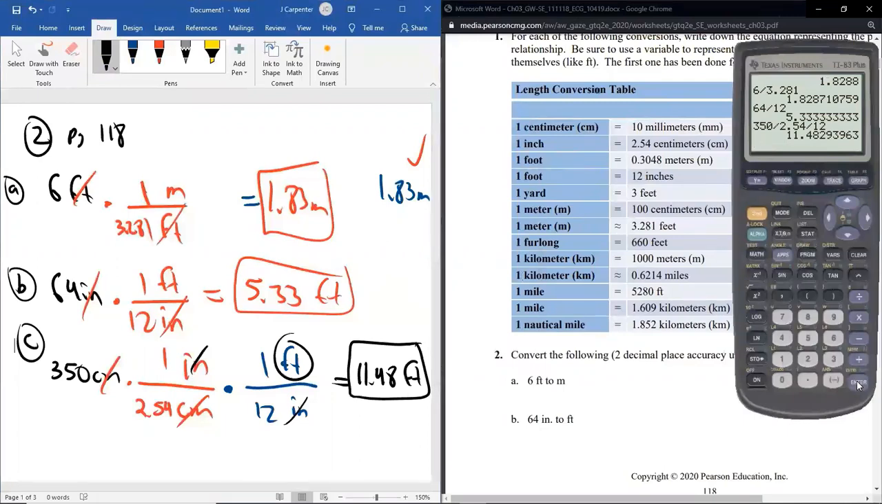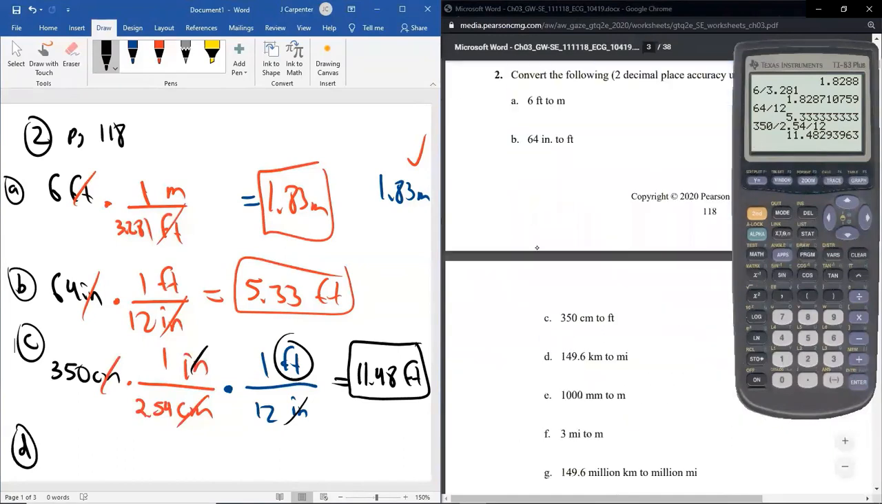And I think this answer makes sense. 350 centimeters, a centimeter is a smaller unit of measurement than a foot. A foot is definitely bigger than a centimeter, so it'll take more centimeters to make fewer feet. Same thing up here, 64 inches. Inches are smaller than feet, so there should be fewer of them as feet. Feet are smaller than meters, so the answer in meters should be smaller as well. All right, D.